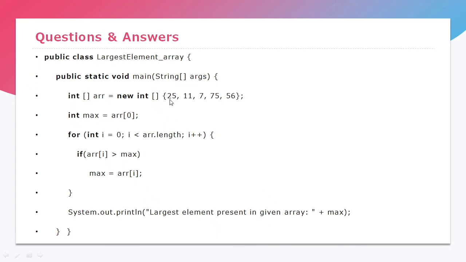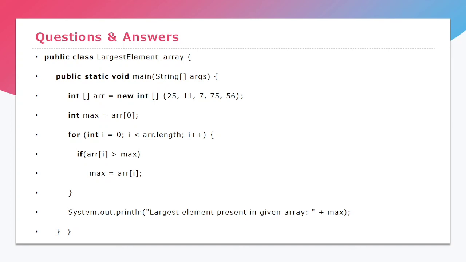The logic we are going to apply here is, let's suppose 25 is the max value. We will compare this 25 with all the other values. If we find any value which is greater than 25, let's suppose 75 is greater than 25, at that time we will change the value of max to 75. Then the iteration will continue, and if it finds another value greater than 75, it will change the maximum value to the new value. So after all the iterations, we will get the max value from this array.